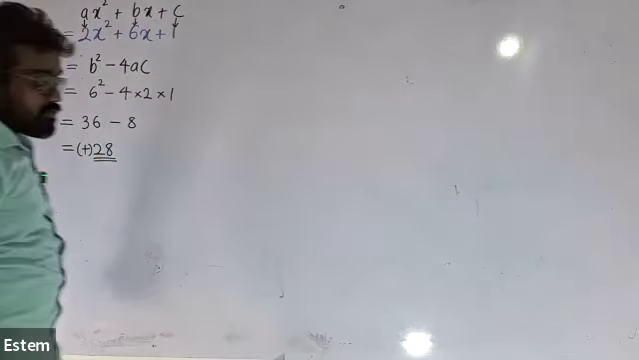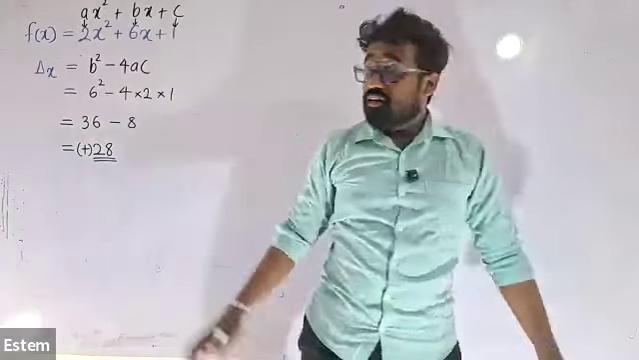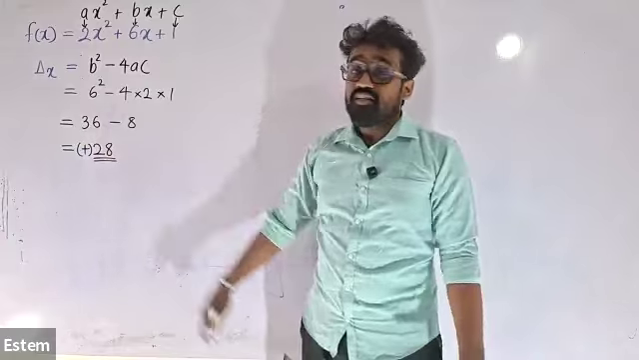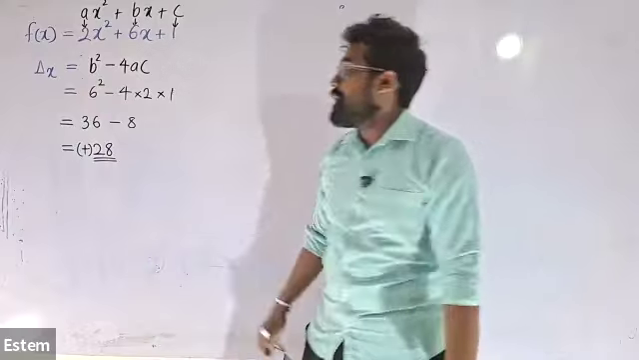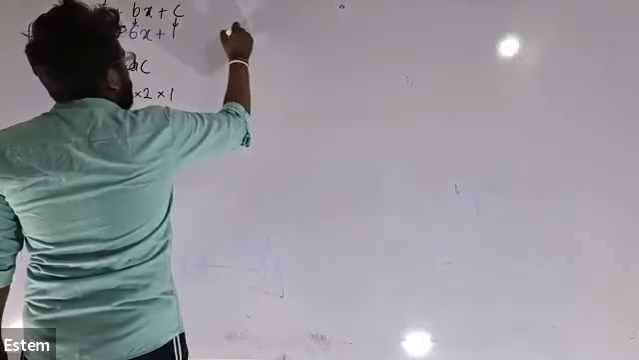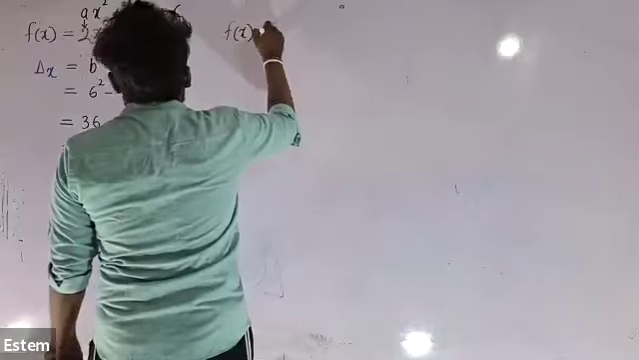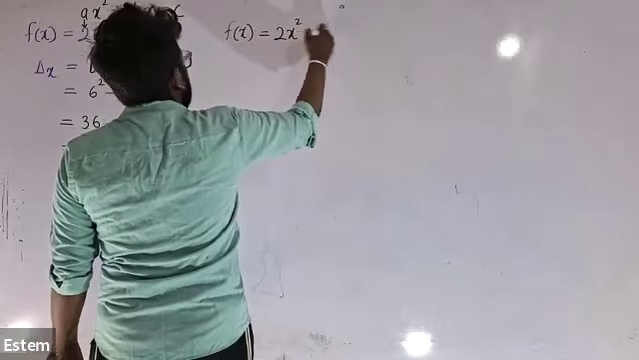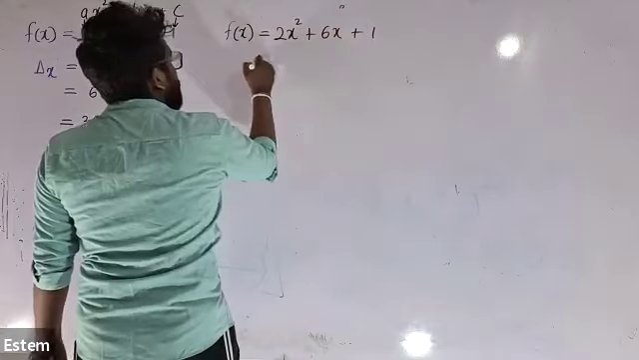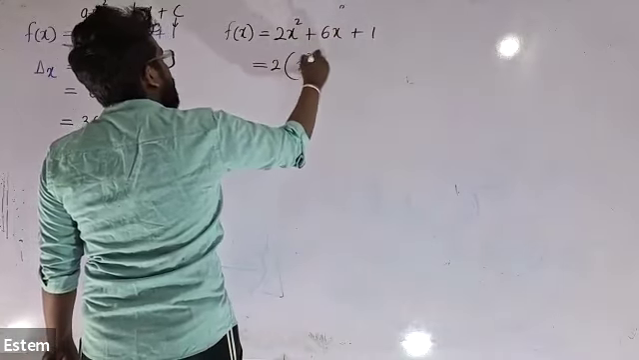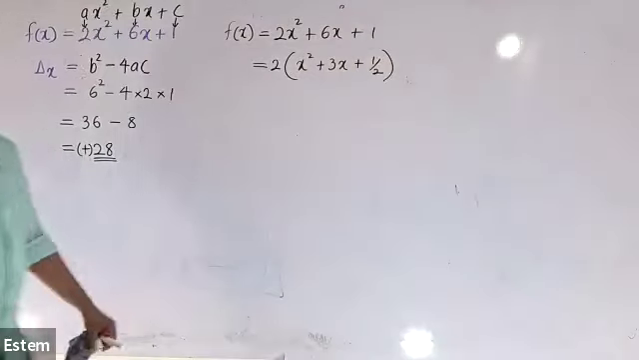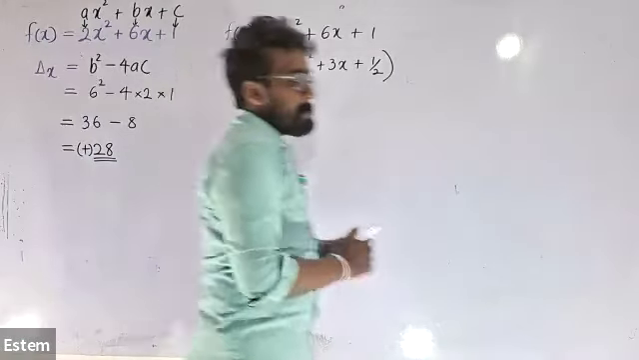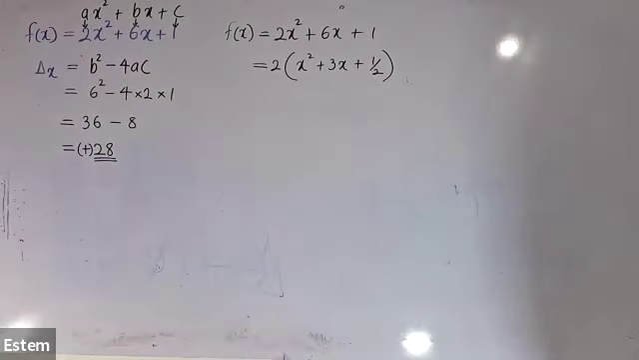Delta is positive. It is important to understand and consider the sign of the discriminant also. Please wait. Now I'm going to apply the completing squares method to this quadratic function. First pull out 2: 2 times x squared plus 3x plus a half. Is it okay? Do the question.